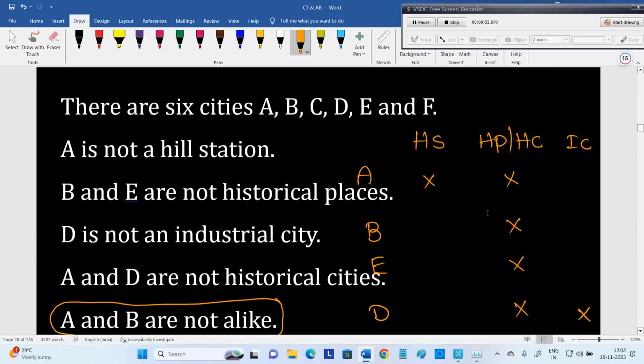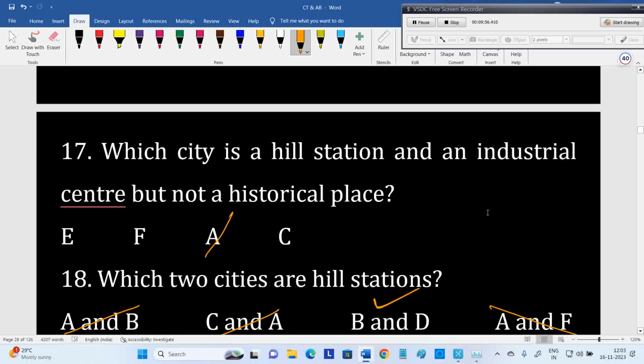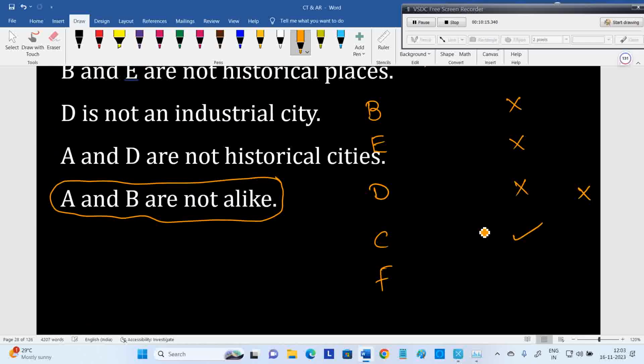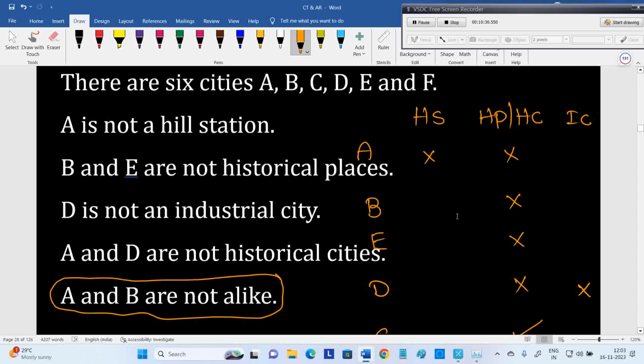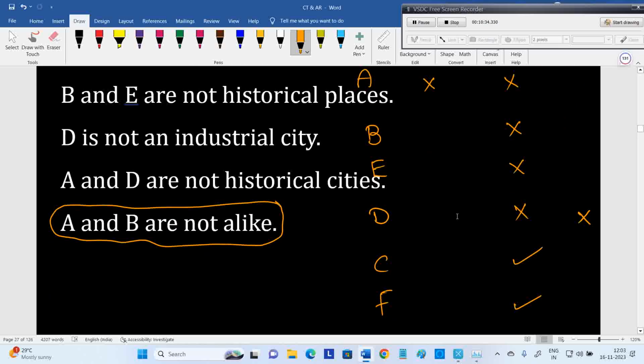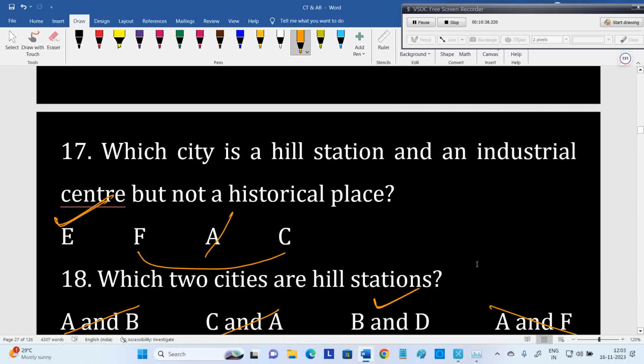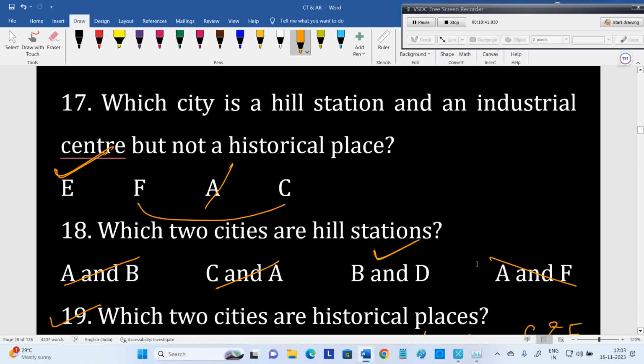Which is not an industrial center here? D is not an industrial center. Anyhow it's not there in the option. But not a historical place. We know C and F are historical places. We considered C and F as historical. So E is not a historical place. The possibility is for E. Among options, E is the only possible one. They don't want historical places, so C and F are eliminated. Among options, suitable is E. We cannot do the question directly. With options only you can move.